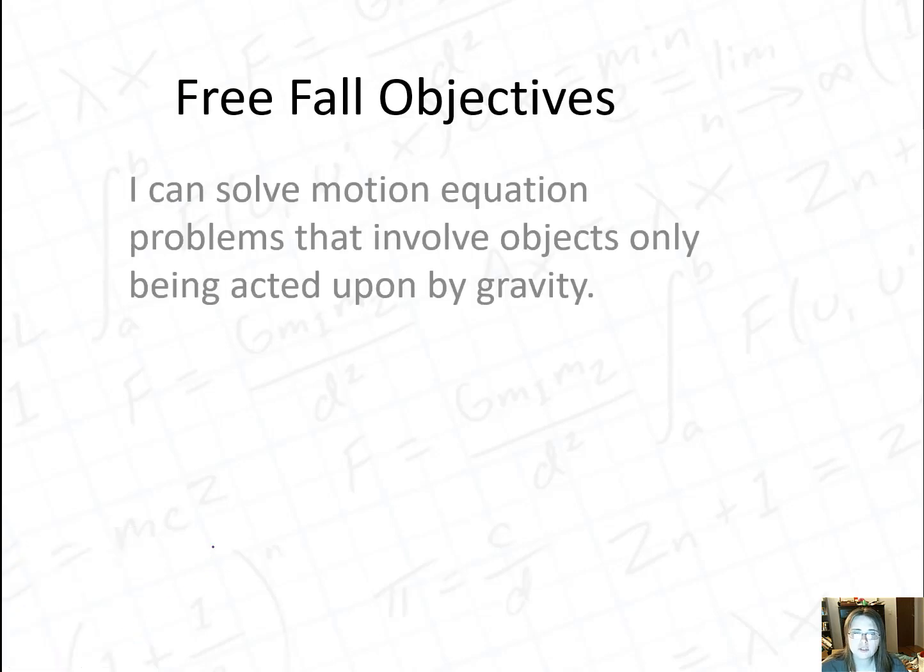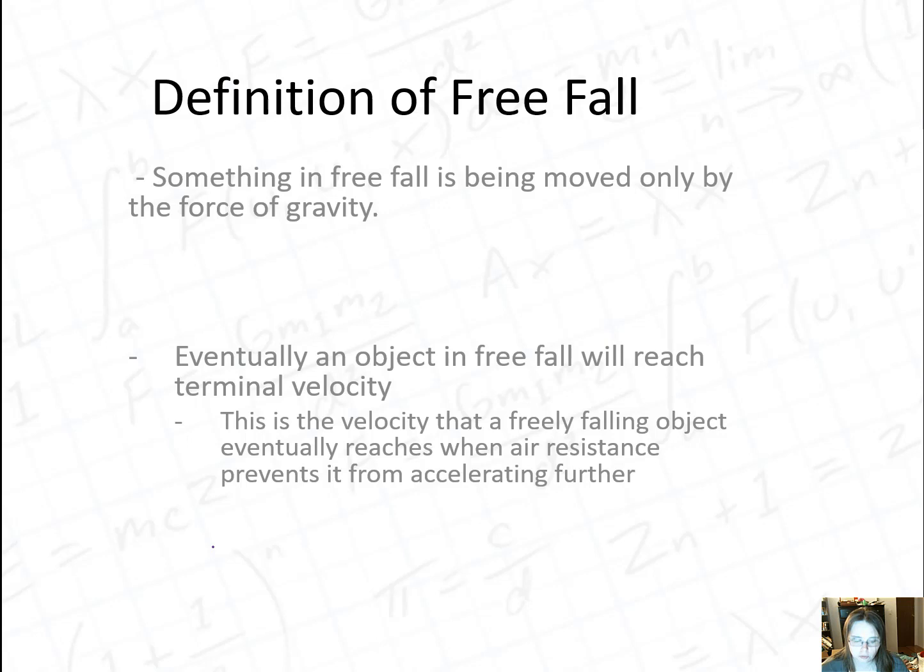Today we are going to be talking about free fall. The objectives for today are to be able to solve motion equation problems that involve objects only being acted upon by gravity. So when I talk about free fall, I'm talking about something like if you had a rock or a piece of paper even in your hand and you drop it. You don't throw it, you don't do anything else. The only thing that is acting on it is the force of gravity.